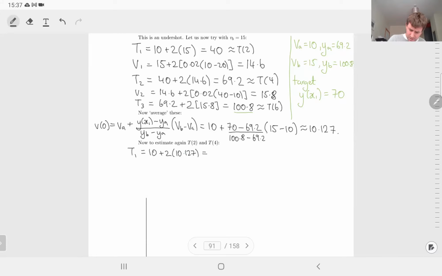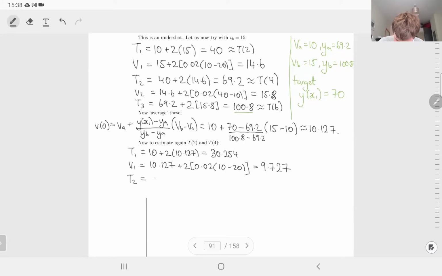So this is 10 plus 2 times 10.127. I get 30.254. Then V1 is equal to 10.127 plus 2 times the slope of V, which is 0.02 times the previous temperature, which is 10 minus 20. So this is 10.127 plus 0.04 times, looks like minus 10. 9.727. And actually, you only have to calculate the next line. I will keep going, but actually you can stop here because you know it's going to hit 70 or within rounding error. We'll keep going though.